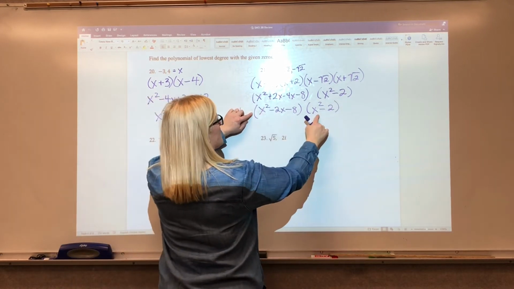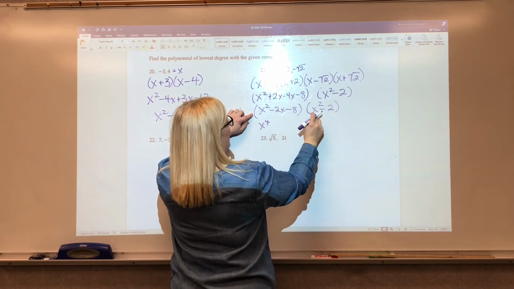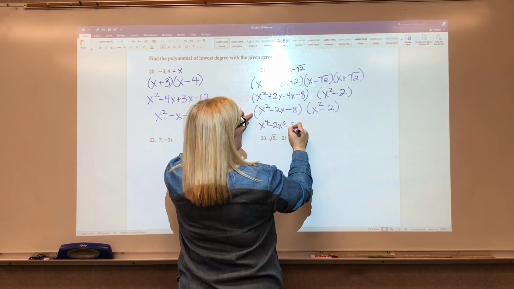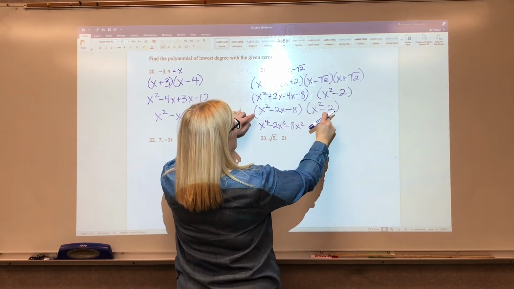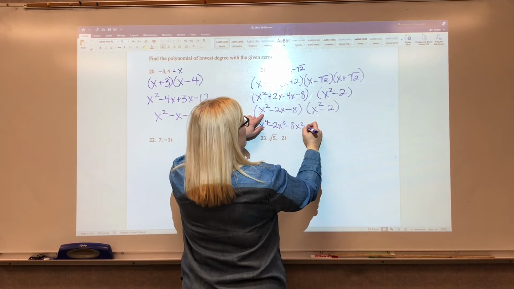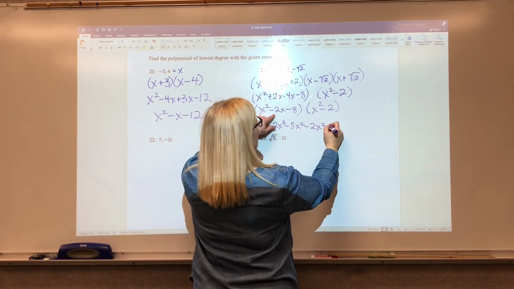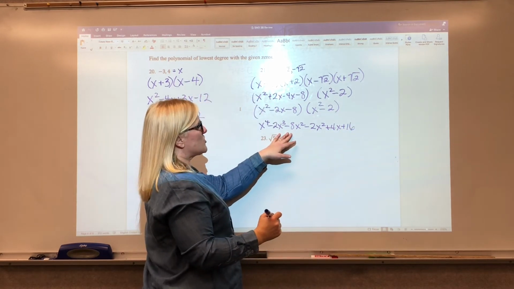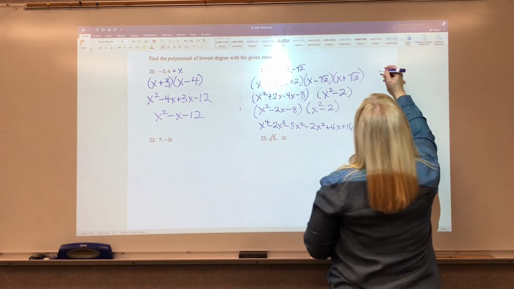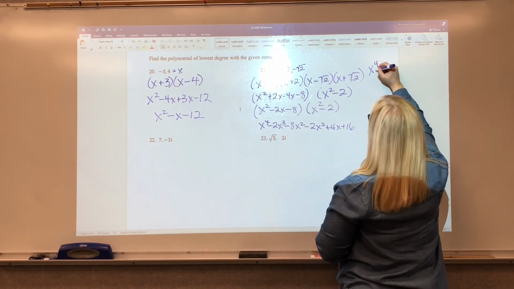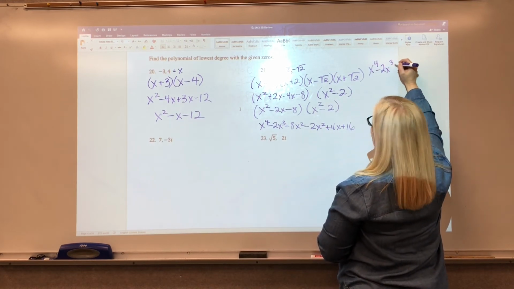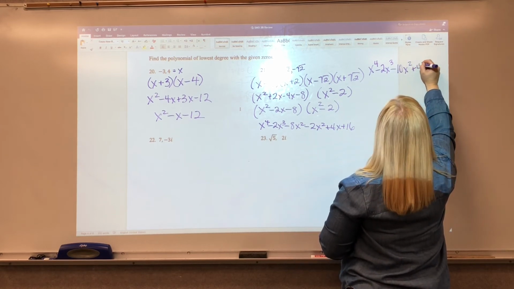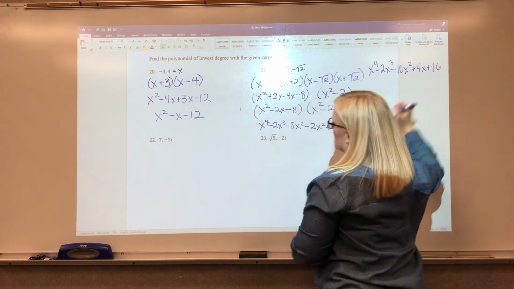So x squared times x squared is x to the 4th. X squared times negative 2x is negative 2x to the 3rd. This is going to be negative 8x squared. Now I'm going to distribute everything by the negative 2. So minus 2x squared plus 4x plus 16. And now I combine like terms, and I'm going to have x to the 4th minus 2x cubed minus 10x squared plus 4x plus 16.